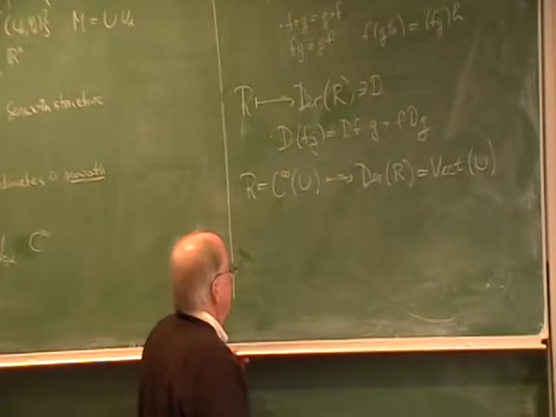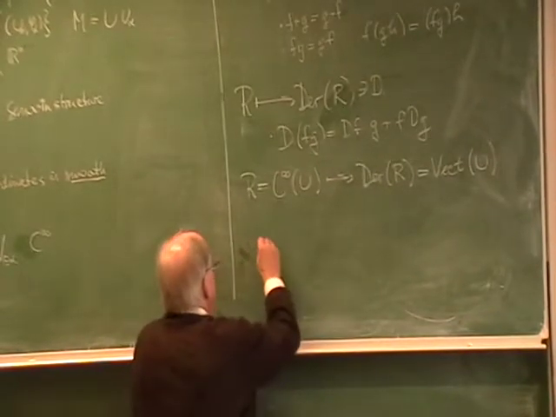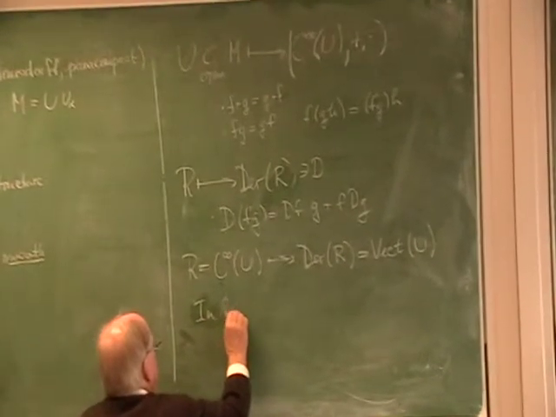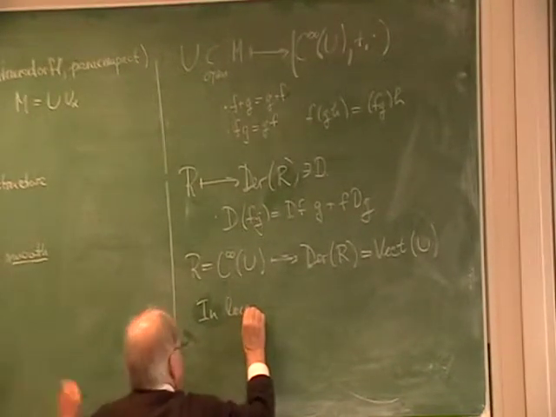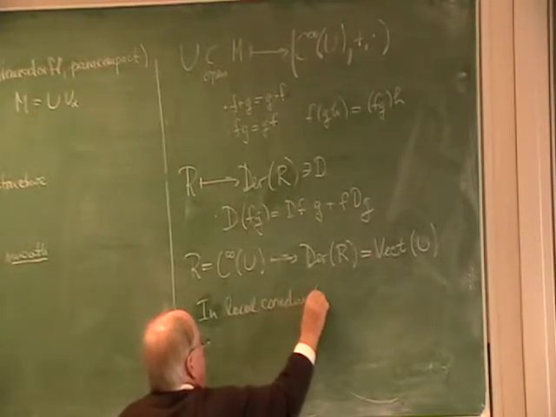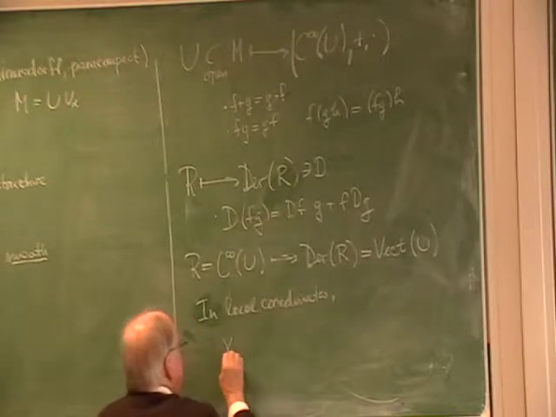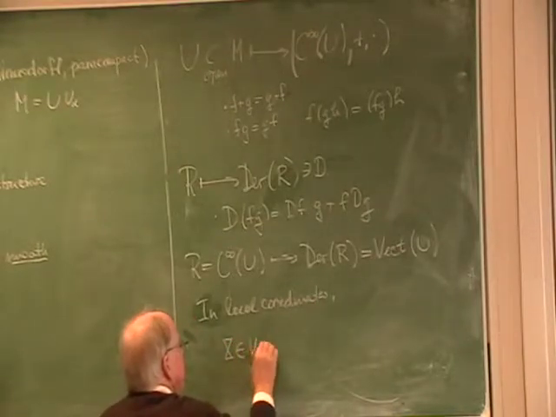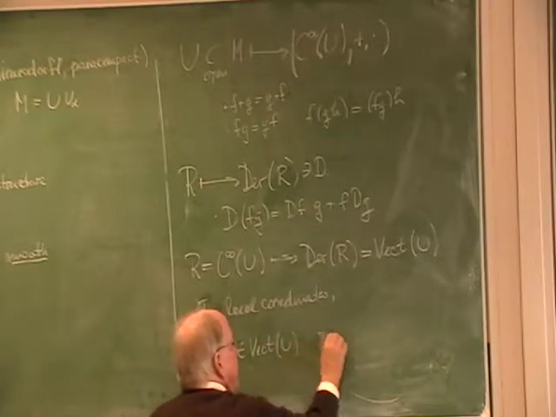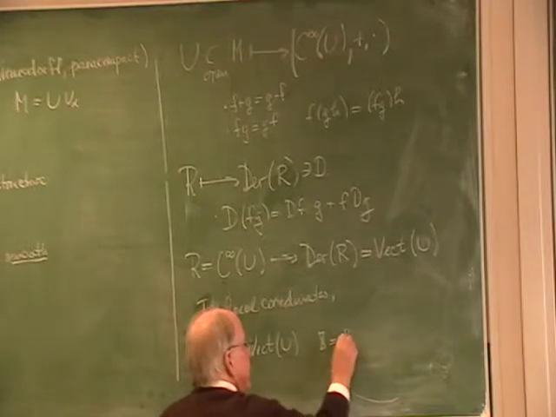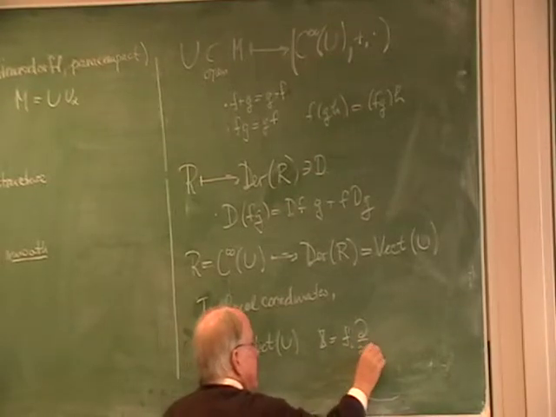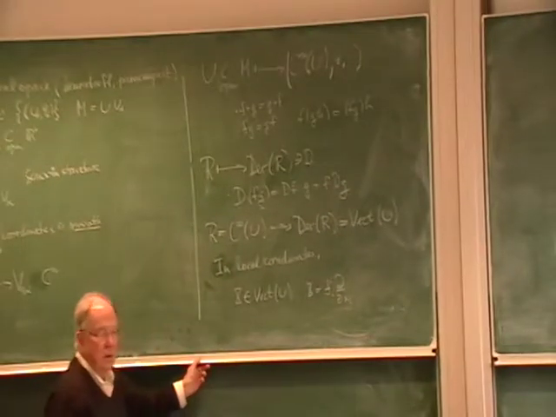So we know, in local coordinates, so if we have a local chart, a derivation on this ring, a vector field on U, if it's a coordinate chart, can be written as a linear combination with functions as coefficients, f_i ∂/∂x_i. I will use this notation constantly.